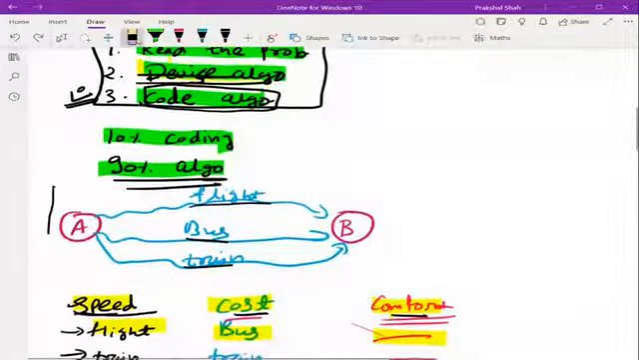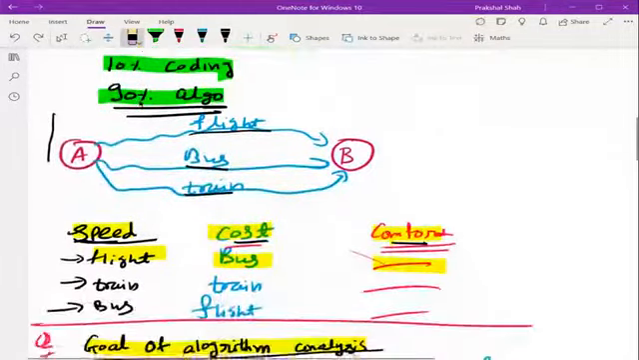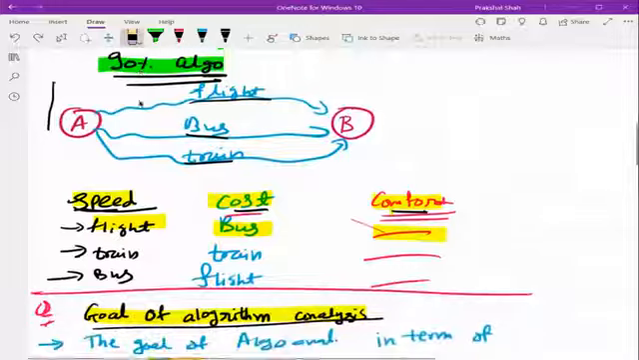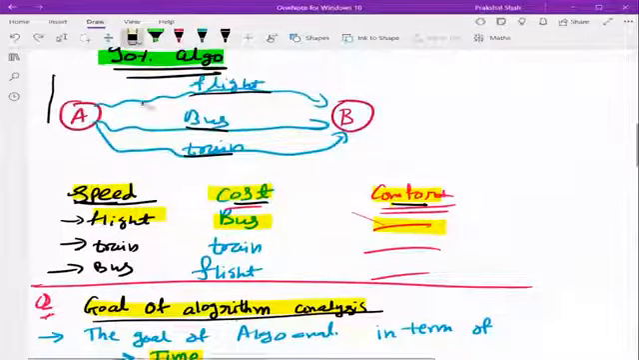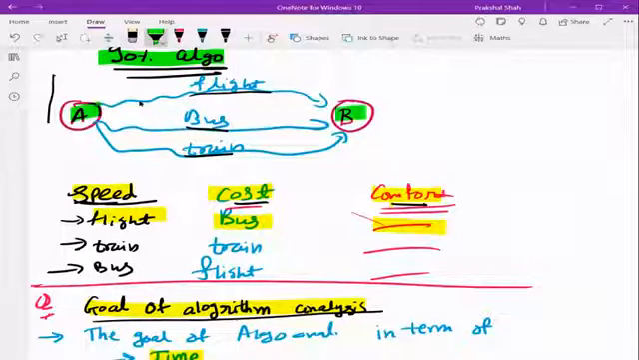ठीक है? Fine. So we took an example of that. See, suppose there is a place A, and from this we have to go here. So there are three steps that we can take. First of all, this, second is, third is. Okay, so these three steps would be bifurcated based on some parameters.